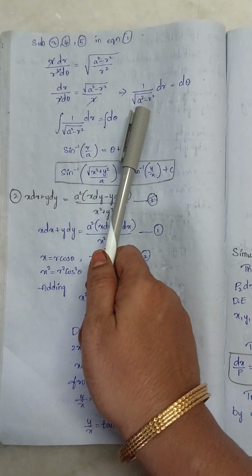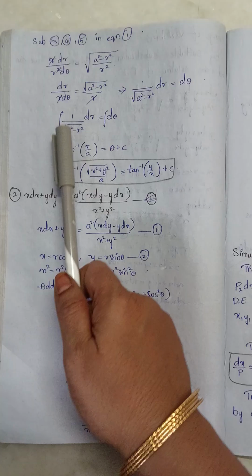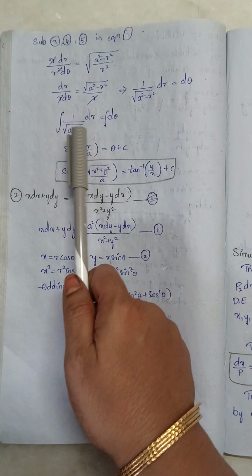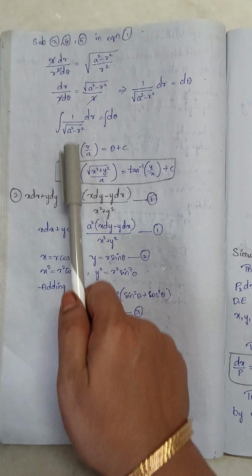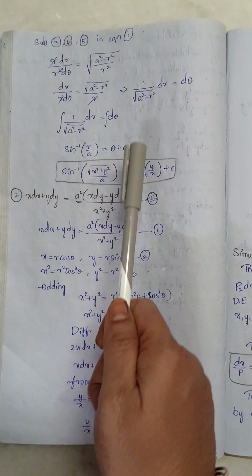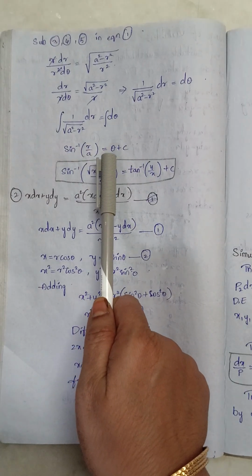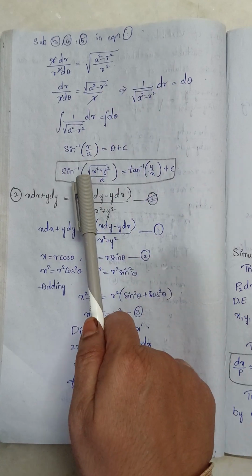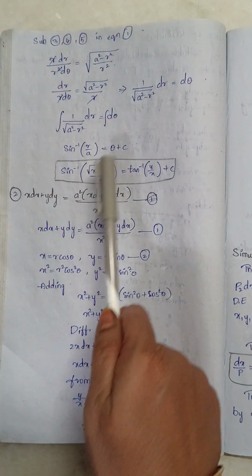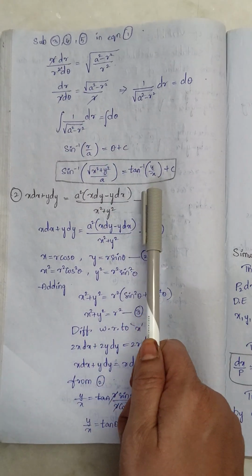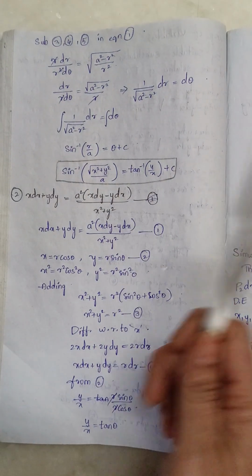So 1 by root of a square minus r square, and we have the formula for 1 by root of a square minus x square is sin inverse x by a. Instead of x, r here. So that's why r by a here. And integration of 1 into d theta is theta plus c. Now again convert this r and theta in terms of x and y. What is r here? r square is x square plus y square. So r equal to root of x square plus y square, and tan theta is y by x means theta equal to tan inverse of y by x. Now we are getting the solution.